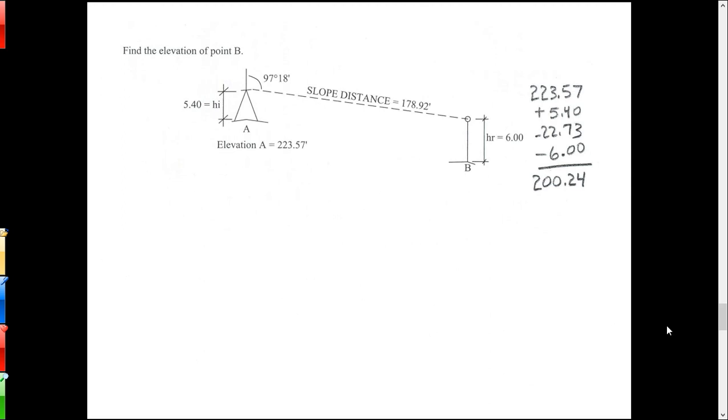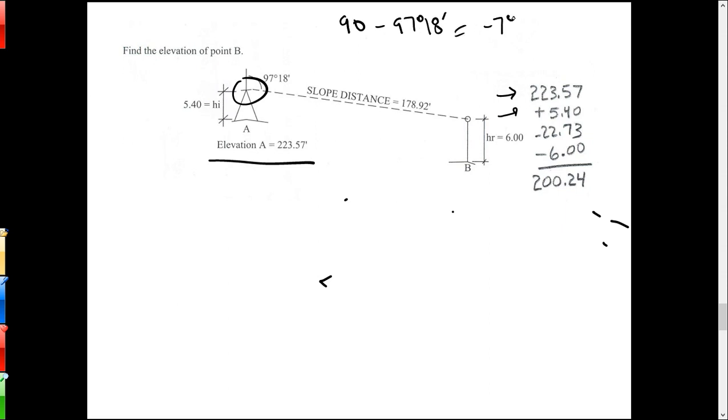Okay, this one here, you start off with the point on the ground, add the little HI, that gets you where the telescope's at. Then you're going to want to take 90 minus 97.18. So that's negative 7 degrees, 18 minutes. So that's negative 7 plus 18 over 60, right? Negative 7.3 degrees.